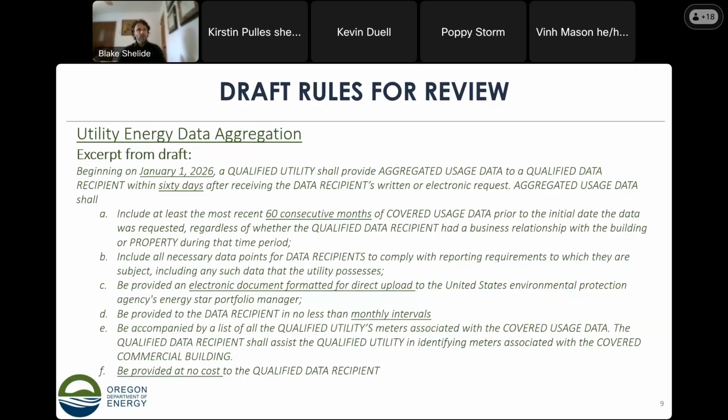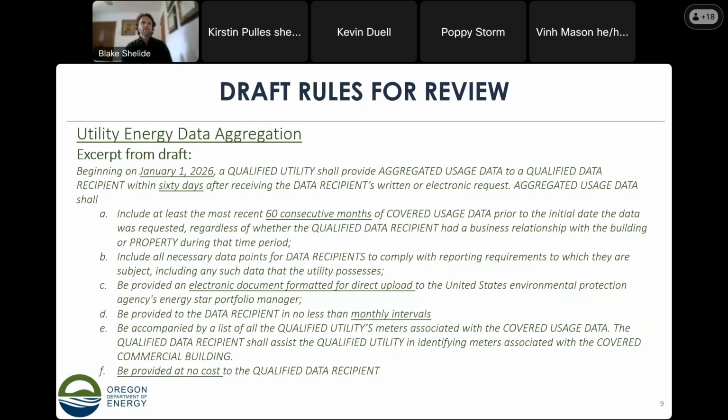But generally, the draft rules would require that starting on January 1st of 2026, so this would provide about a year, the covered utilities that would be required to do this would have developed the systems in place to be able to provide the aggregate data upon request from a building owner. And it would require those utilities upon request to provide that data within 60 days. So it wouldn't necessarily have to be provided 1 week later. It would give a little bit of time to the utility to provide that response. So it's not like a building owner could expect to request the data a week before it's due for compliance and receive a turnaround on that data.